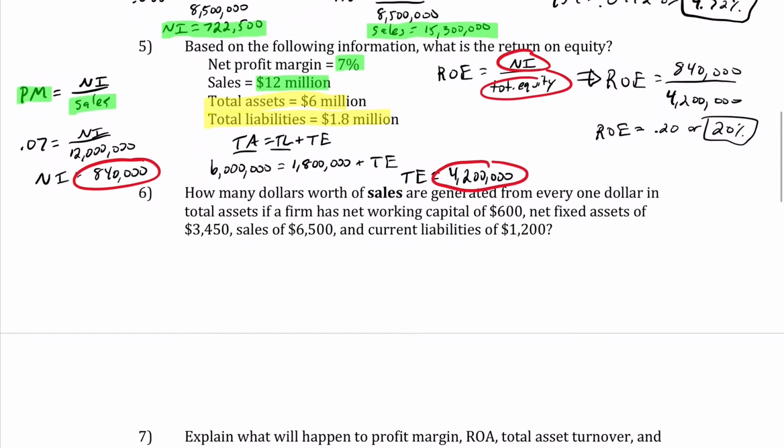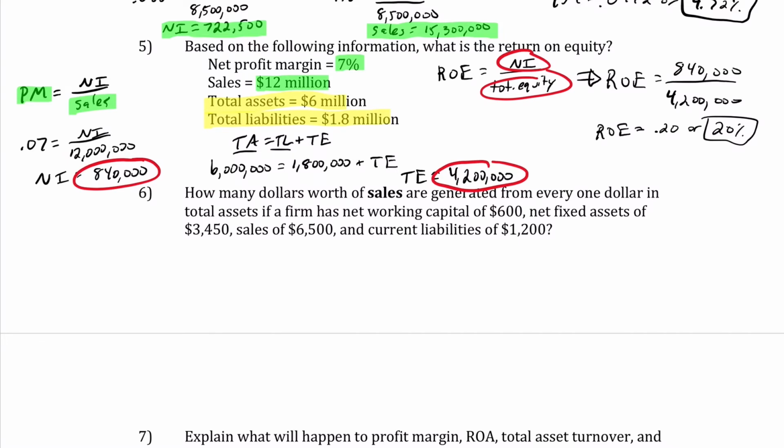Number 6. This one's a little bit less straightforward than some of the other ones. How many dollars worth of sales are generated from every $1 in total assets if a firm has net working capital of 600, net fixed assets of 3,450, sales of 6,500, and current liabilities of 1,200? I mentioned that this is not as straightforward as the other problems that we've completed thus far.